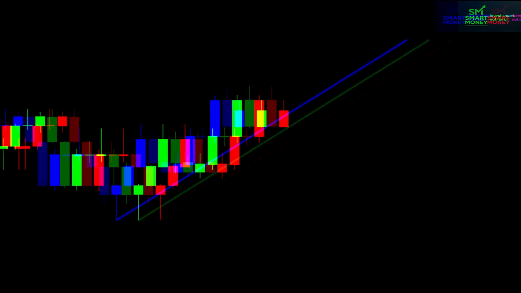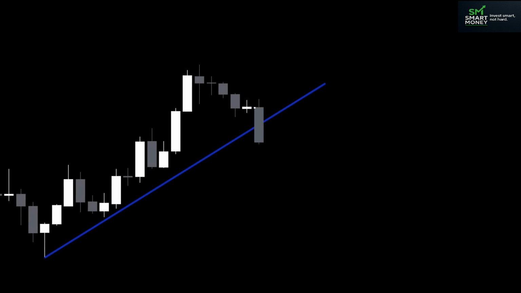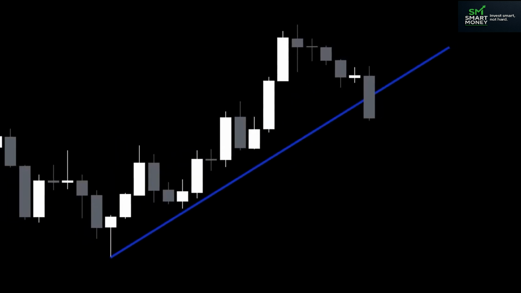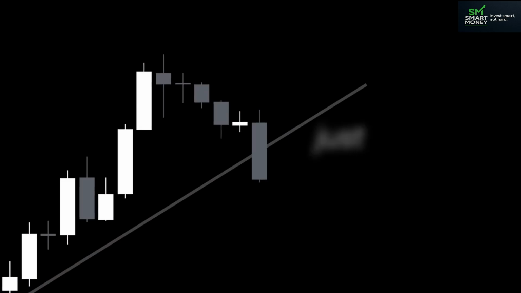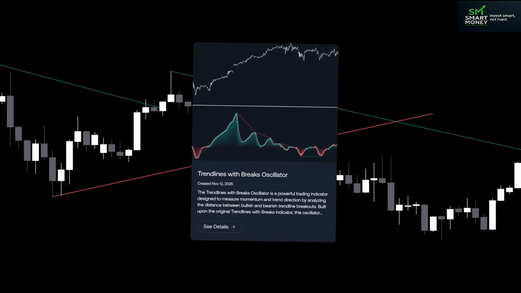Most traders love drawing trend lines, but almost nobody measures what happens after they break. You get the breakout, price runs for a bit, then chops around, and you're left wondering, was that a real shift in momentum or just noise? Trendlines with Breaks Oscillator flips that idea on its head.